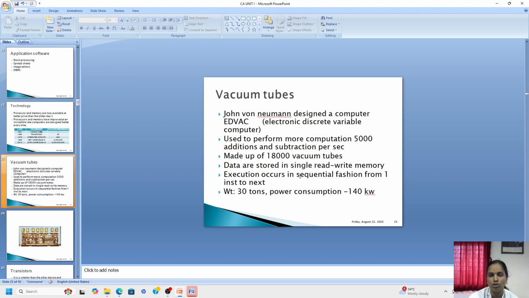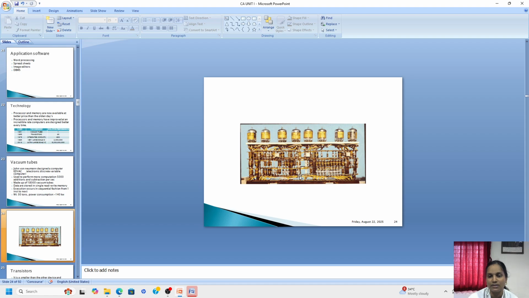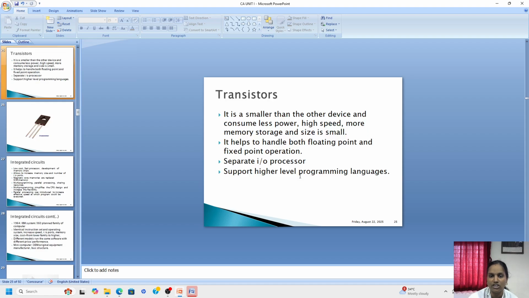Next, the vacuum tubes. Vacuum tubes were used in the initial generation of computers and could be used to perform more computation. They can perform 5000 additions and subtractions per second. So this is a diagrammatic representation.